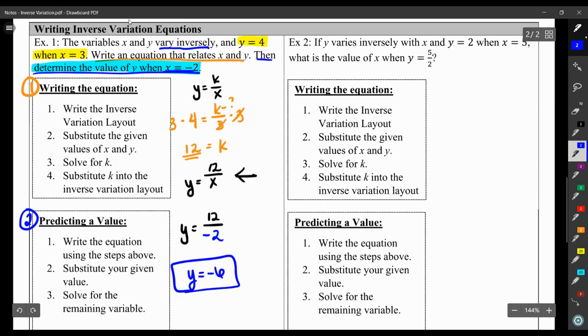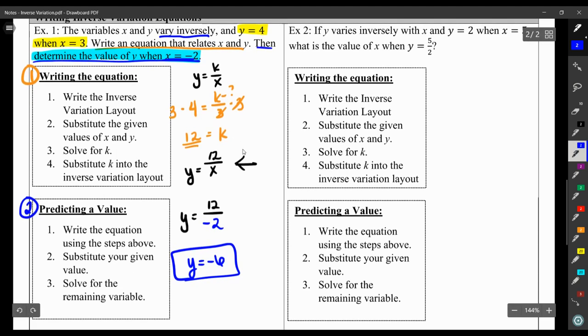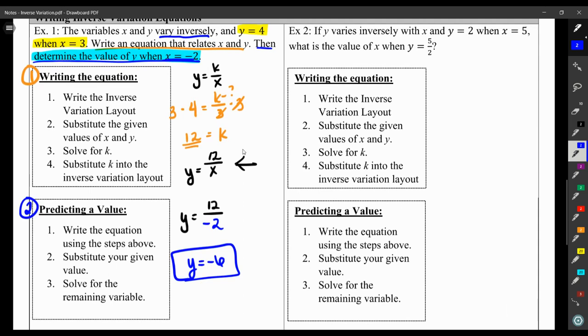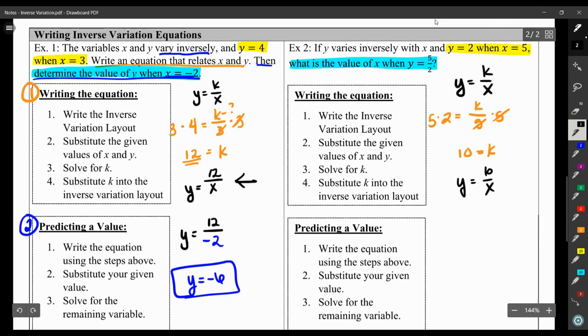So when x is equal to -2, y is equal to -6 if it follows this pattern. I want you to pause the video and see if you can try to at least write the equation for part 1 on number 2. And here's your equation for the first part of number 2.